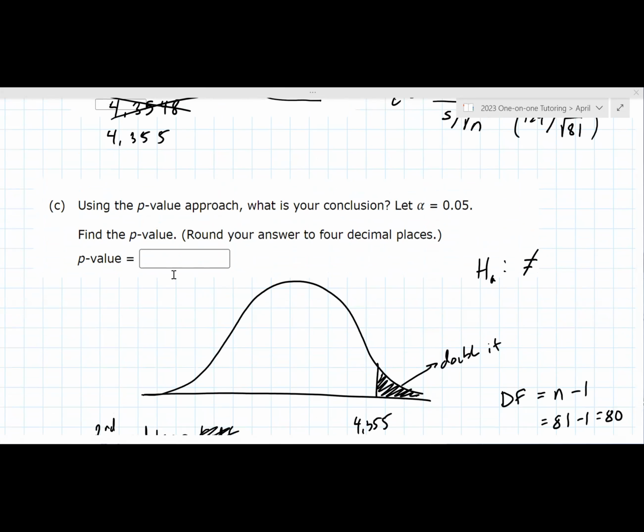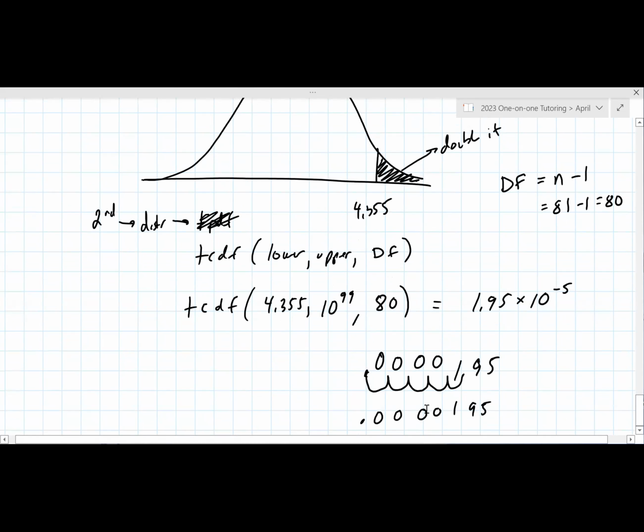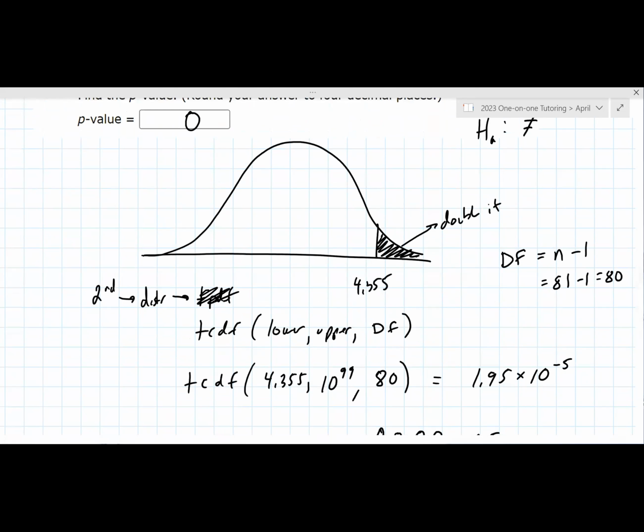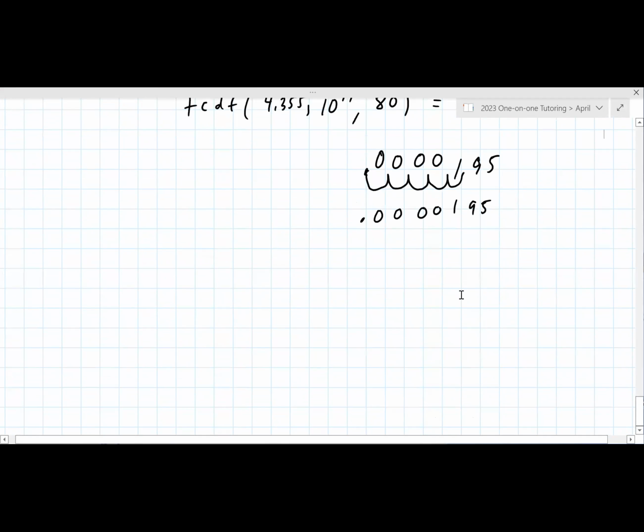So it's 0, because you can see that the 5th digit, 1, rounds it down. You could guess 0 in a lot of cases, but you've got to know how to do the calculation as well. Okay, so that is the p-value. That's a reject situation because the p-value is less than alpha. I guess alpha says 0.05.